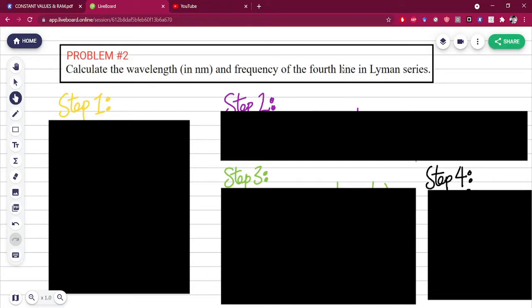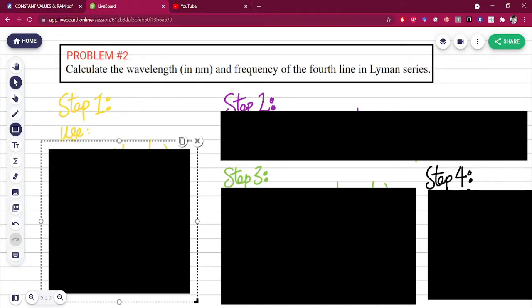Okay, 4th line in Lyman series. So the 4th line here refers to the line spectrum. Okay, do remember how a line spectrum looks like. You can go back to the Edpuzzle video so that you would be able to imagine what is going on in problem number 2. Okay, now step number 1.